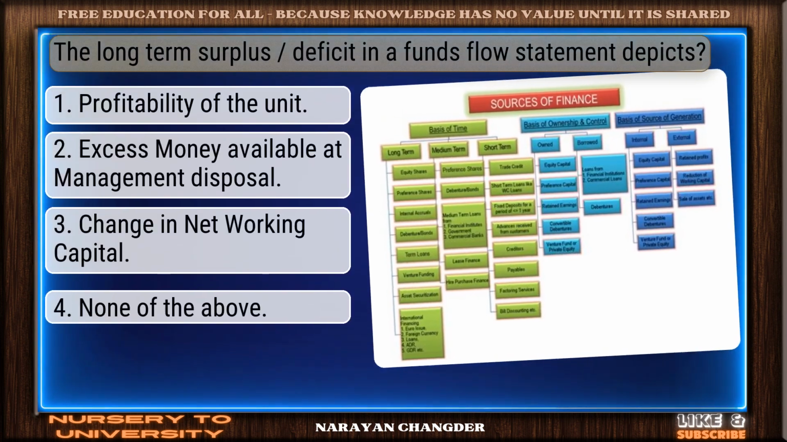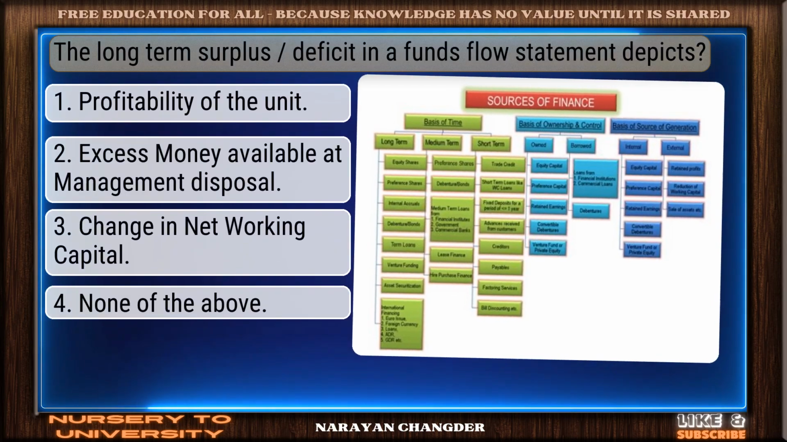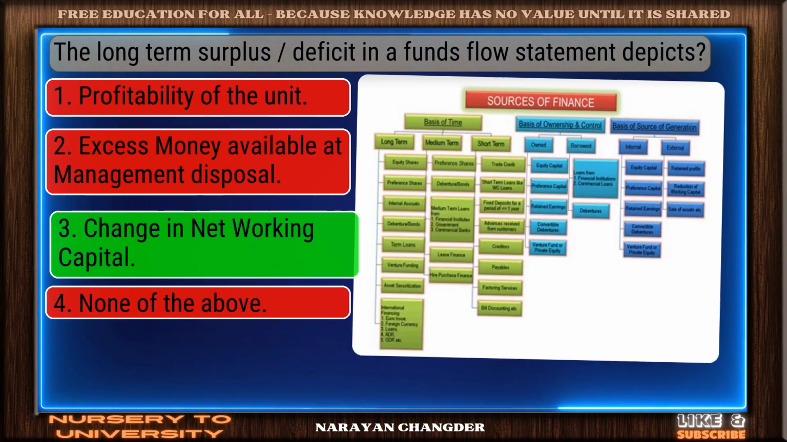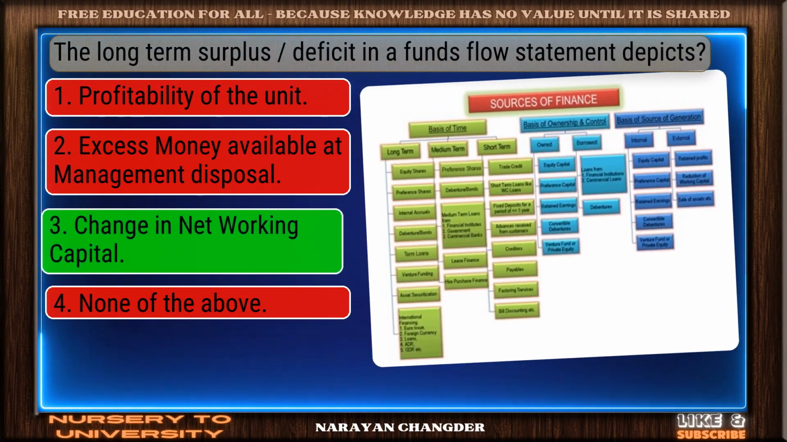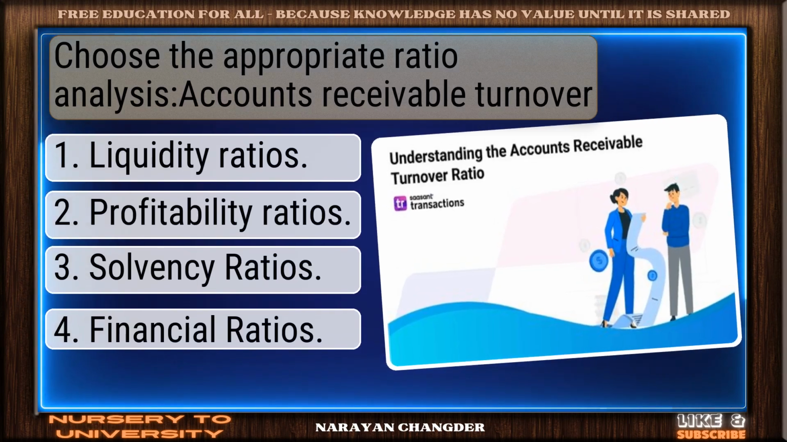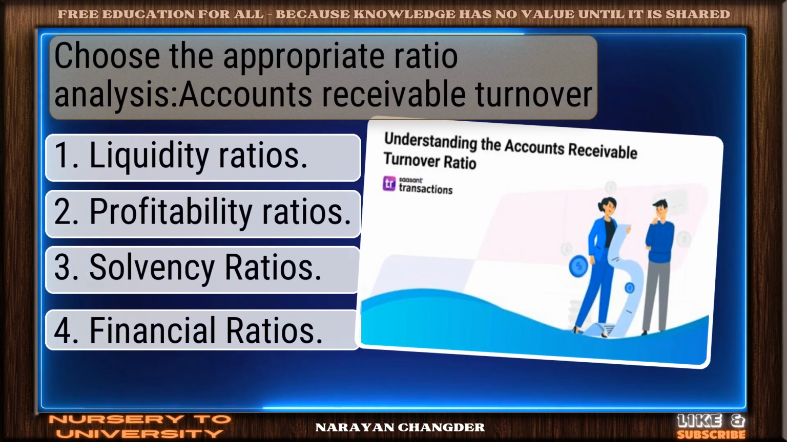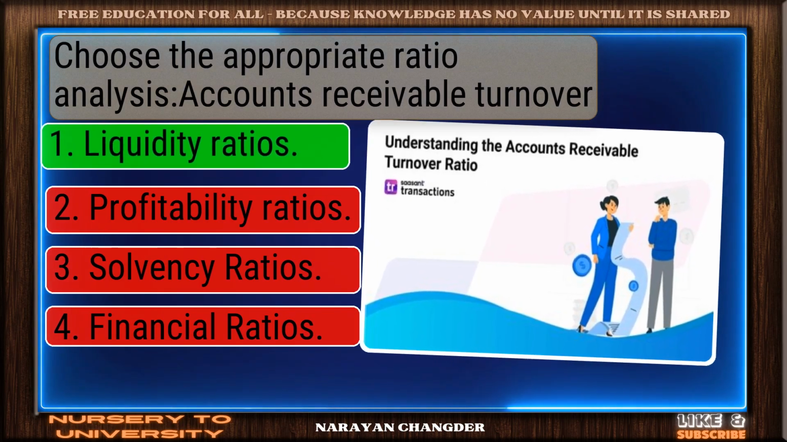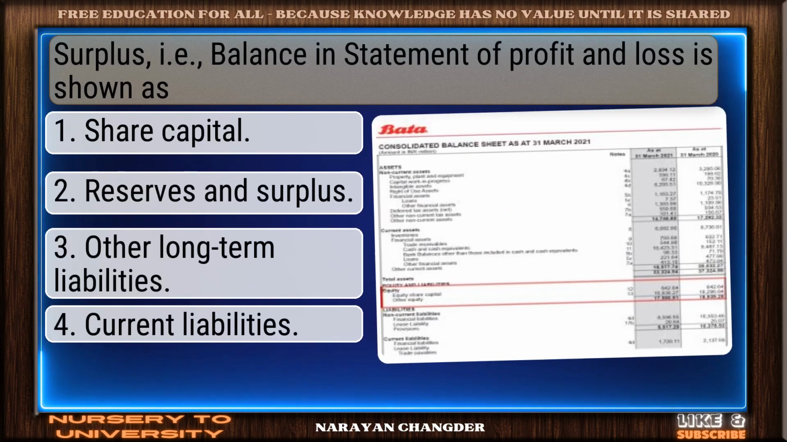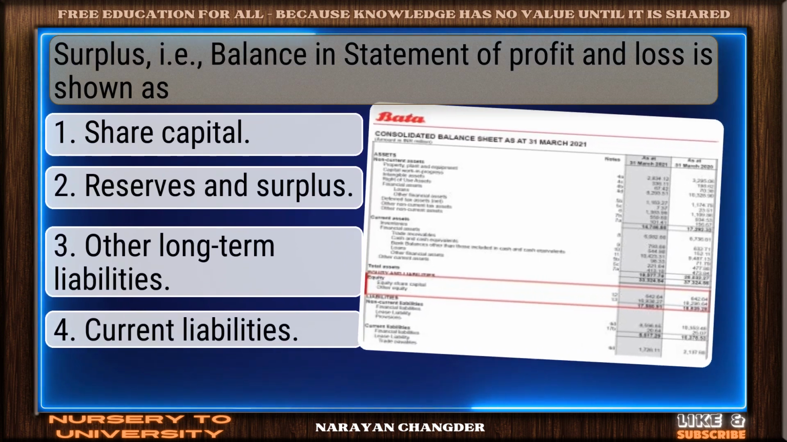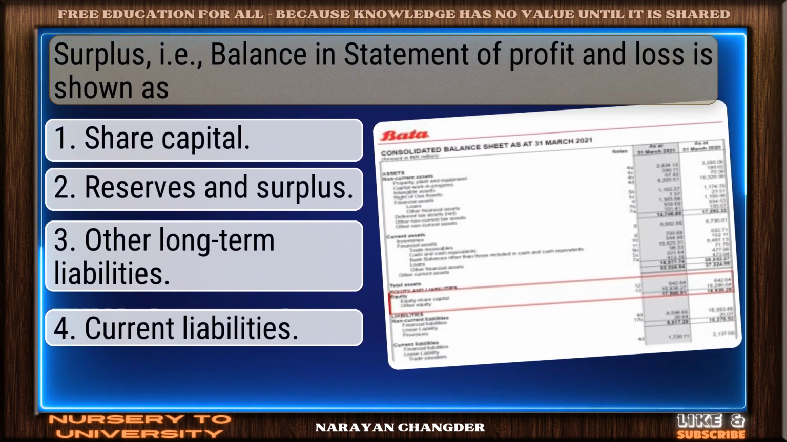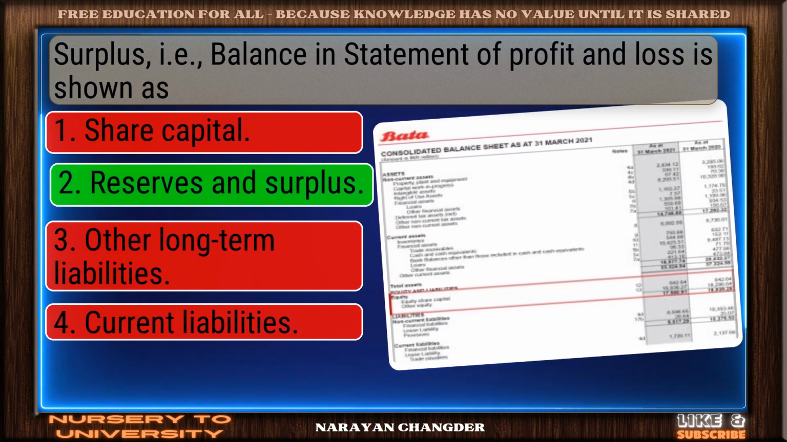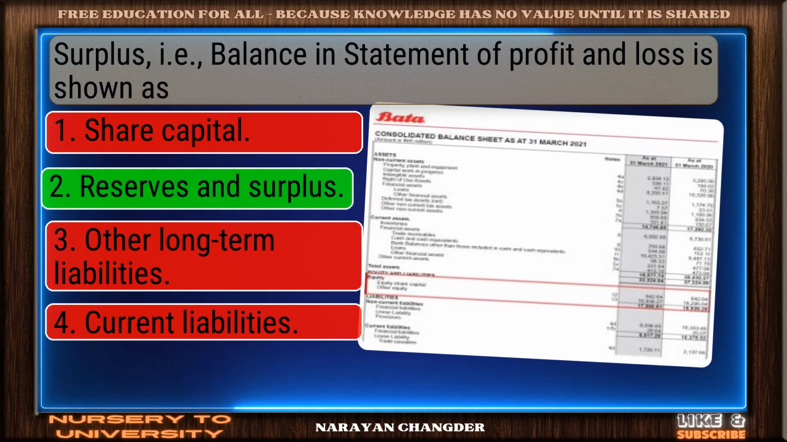The long-term surplus deficit in a fund's flow statement depicts. Smart pick. Change in net working capital is the correct choice. Choose the appropriate ratio analysis. Accounts receivable turnover. Solid response. Liquidity ratios is a valid choice. Surplus, i.e., balance in statement of profit and loss, is shown as. On track. Reserves and surplus is the correct answer.